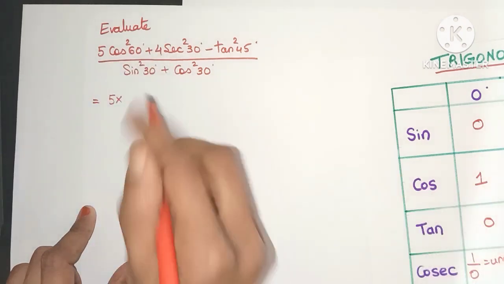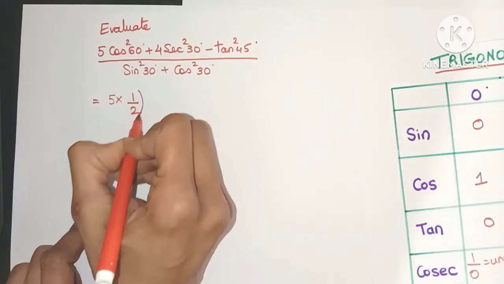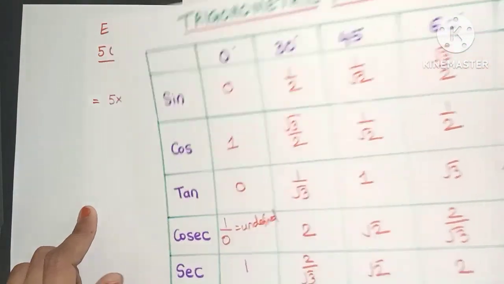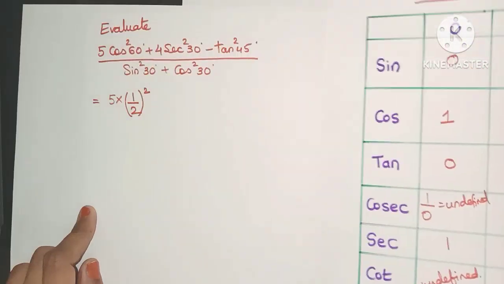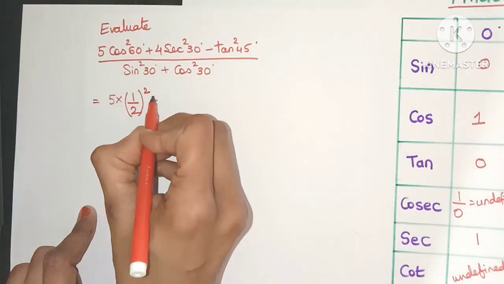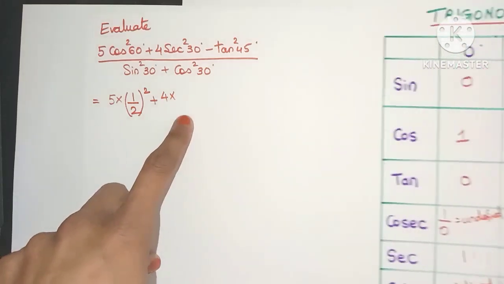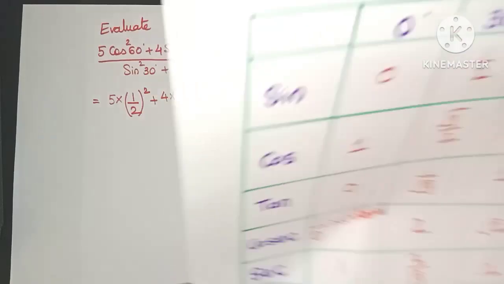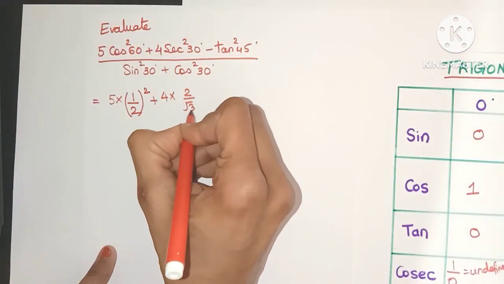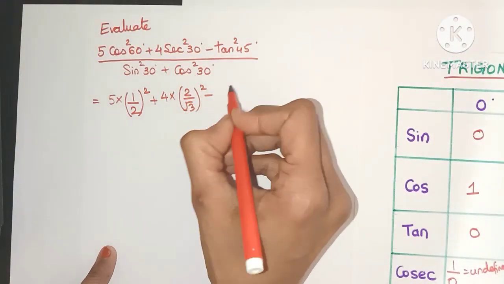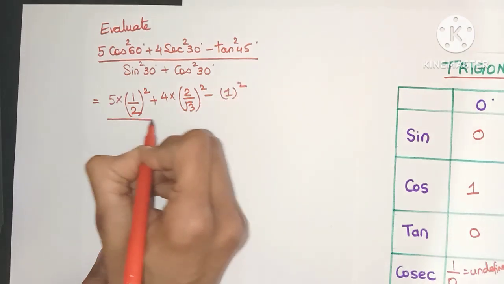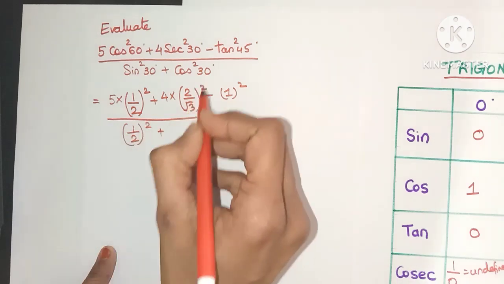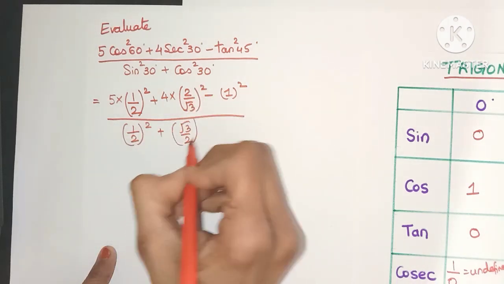So what is cos 60, friends? It's going to be half. So I'm going to take the square. Initially you may have to refer to the table, but gradually try to memorize it, friends. Half the whole square plus 4 into sec 30. Where is sec 30? Over here. It's 2 by root 3. So 2 by root 3 the whole square minus what is tan 45? It's 1 square divided by sine 30, which is again going to be half square, plus cos 30, which is root 3 by 2 the whole square.